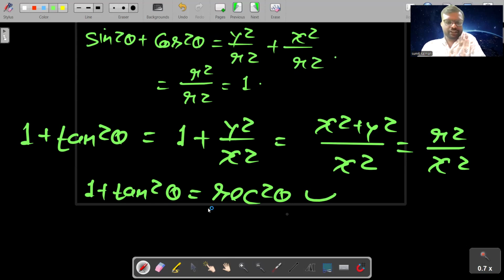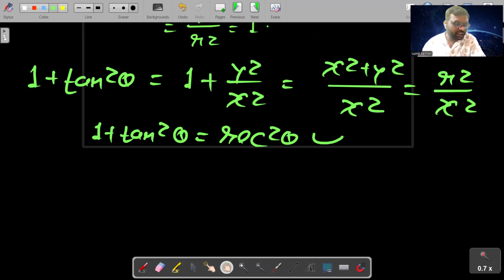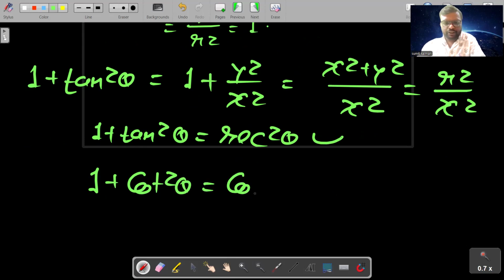And students, next you can easily calculate 1 plus cot square theta, and it will be equal to cosec square theta. So these were all about the trigonometric ratios.